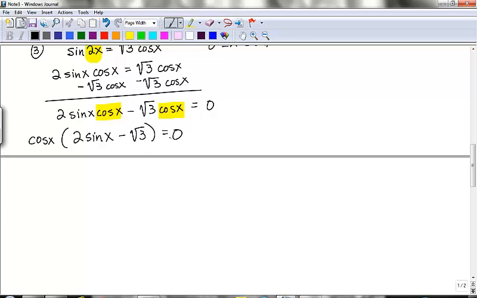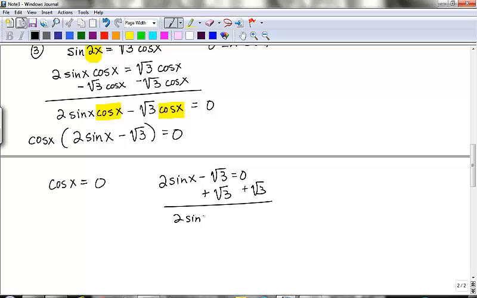Okay. Now you set both factors equal to 0. Either cosine of x equals 0 or 2 sine of x minus radical 3 equals 0. Add radical 3. And you get 2 sine of x equals radical 3. Divide by 2. So you get sine of x equals radical 3 over 2. Okay. Now look at the cosine first. Go across on your cosine.